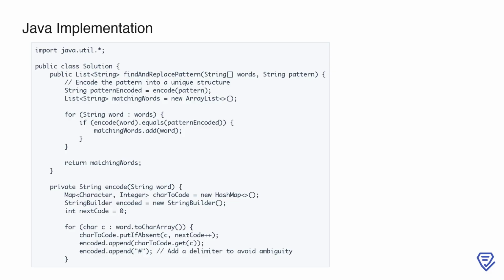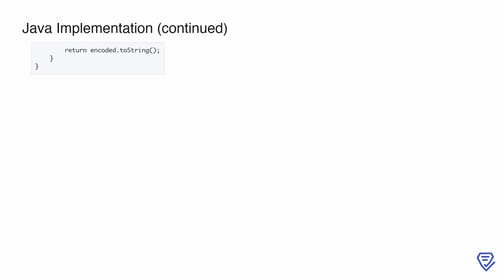Let's now look at how the encoding process is implemented. The encode method converts a string into a unique structural representation. Inside this method, we use a map to associate each character in the word with a unique integer code. The next code variable ensures that new characters are assigned sequential codes, while the putIfAbsent method ensures that characters already seen retain their original code.